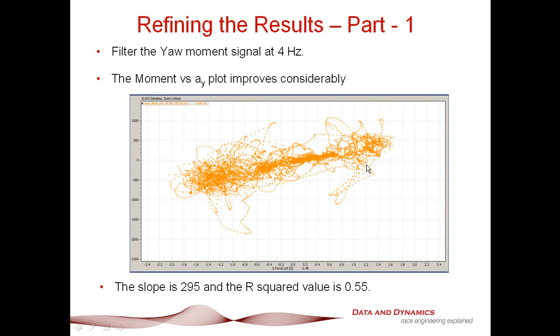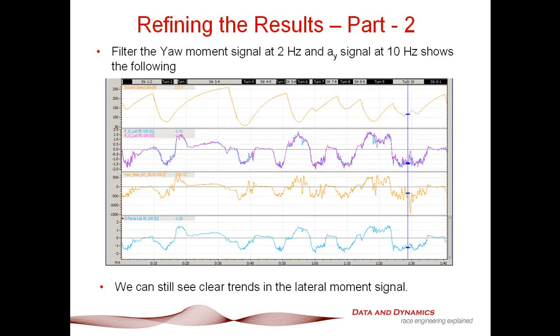The other thing I want to point your attention to is that if we do a plot, you'll see the best line of fit is pretty much slap bang in the middle of the data, which shows that we're definitely onto a good thing. So let's take a look at refining the results a little bit more. What we're going to do here is filter the yaw moment signal at 2 Hertz, and we're going to filter the AY signal at 10 Hertz.